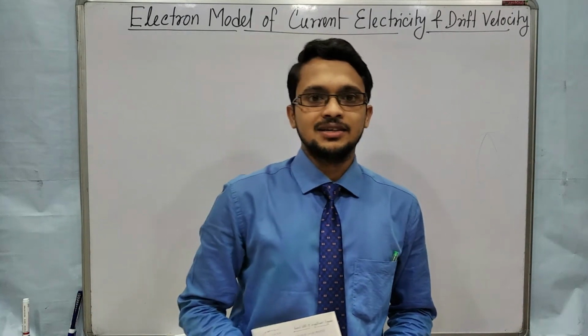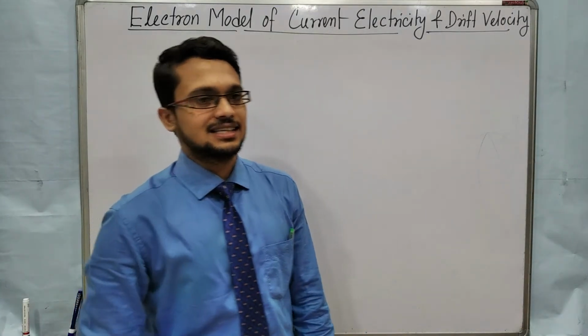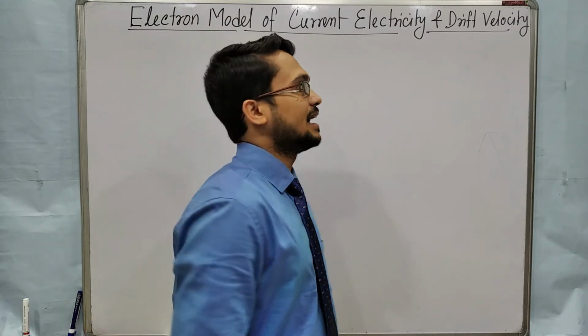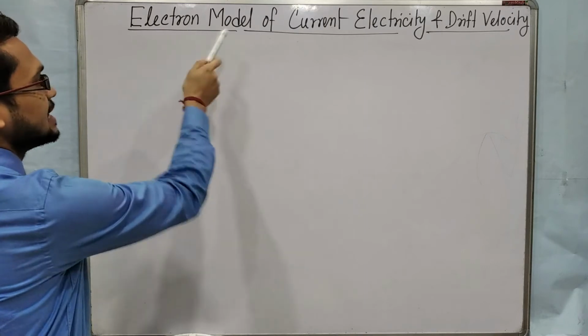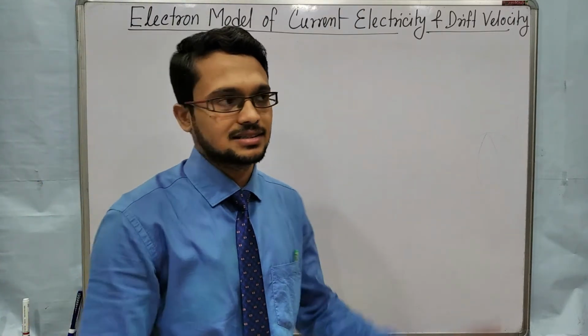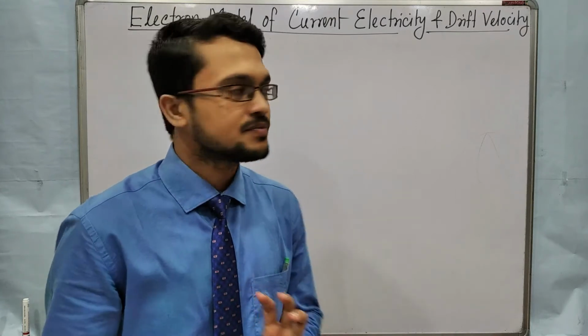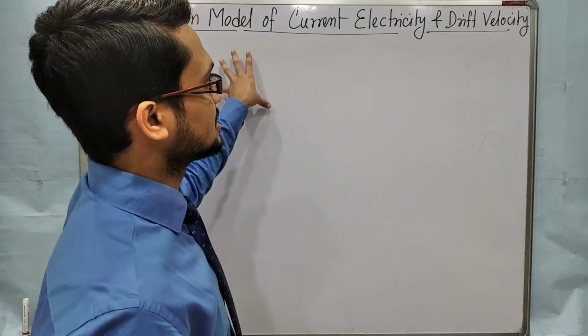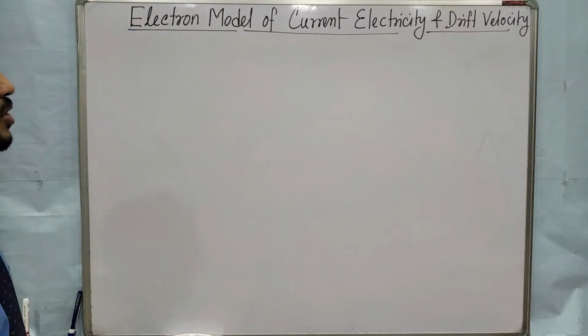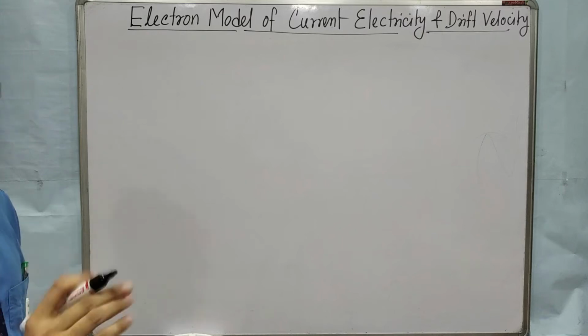Hello students, so this is the second lecture of our chapter current electricity, and in this chapter we will see the electron model of current electricity and drift velocity. This is a new thing to all of you, so I will discuss this part in detail. But before discussing this, we will solve two numericals related to our first lecture.